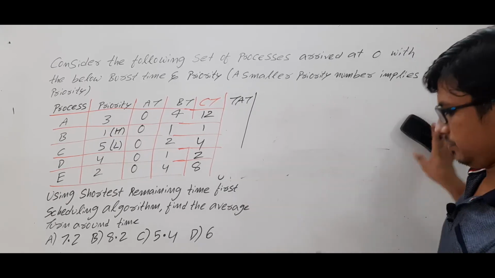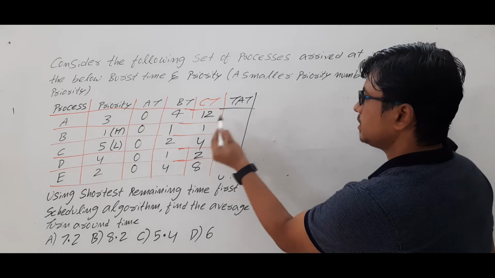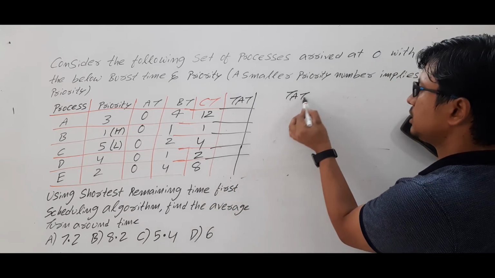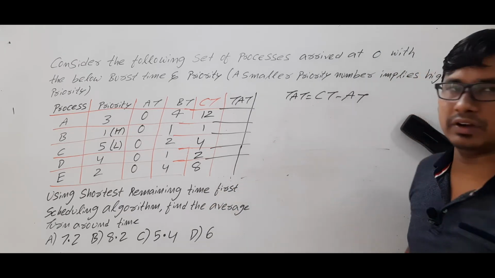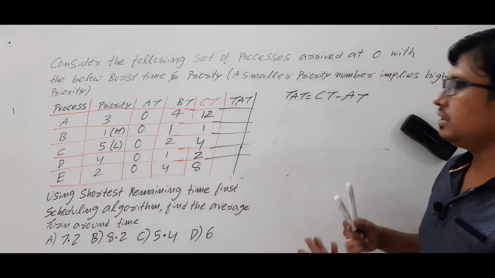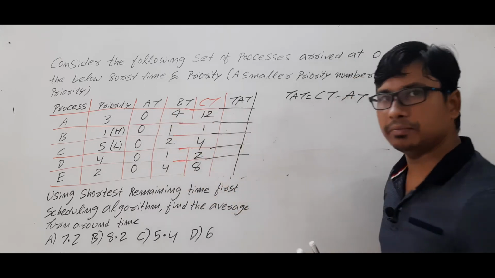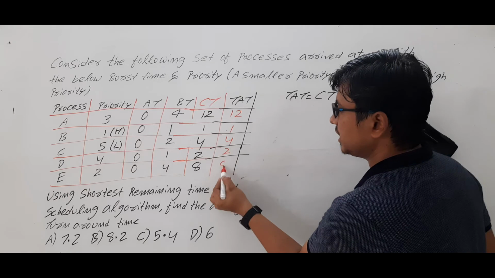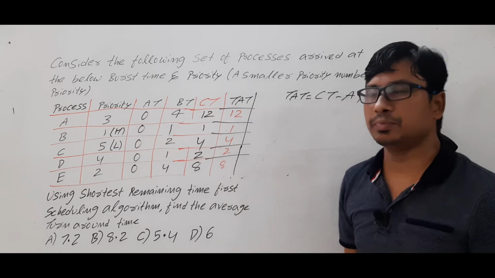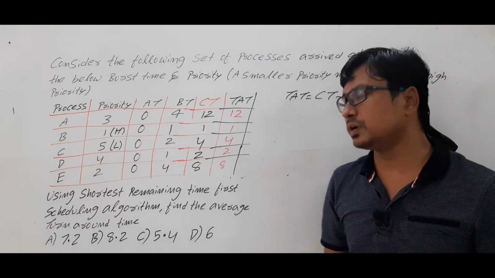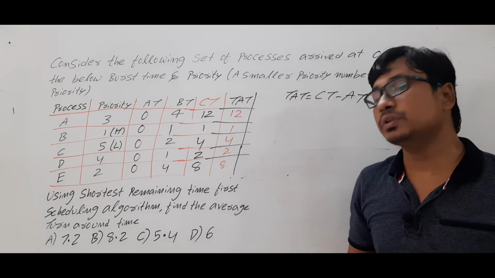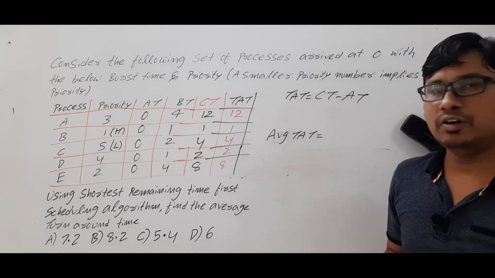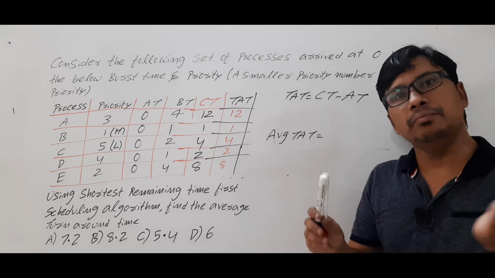Now turnaround time is equal to completion time minus arrival time. So arrival time is 0, and anything minus 0 will be the same number. Meaning that 12 minus 0 is 12 only. So 12, 1, 4, 2, 8. As the arrival time is 0 for all the processes, turnaround time will be equal to completion time. Now they are asking us to compute the average turnaround time. Average turnaround time is equal to the sum of all the processes' turnaround time divided by the number of processes.